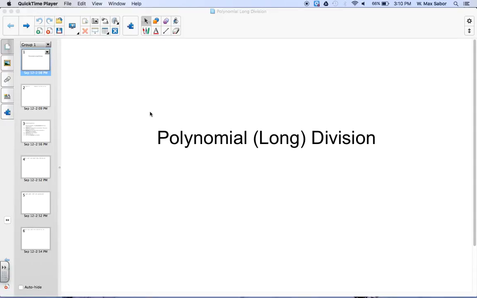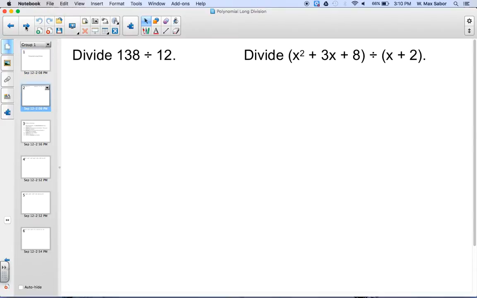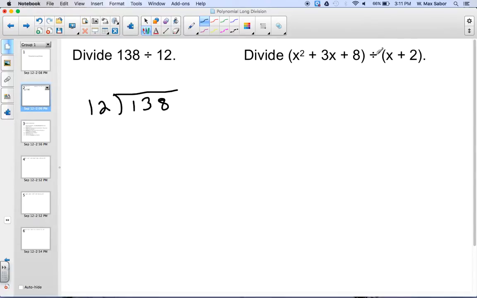Today we're going to talk about polynomial division, which can be done in multiple ways, but specifically we'll be talking about long division. So the idea behind polynomial division is to take what we know about regular division, 138 divided by 12, and apply it to a polynomial.